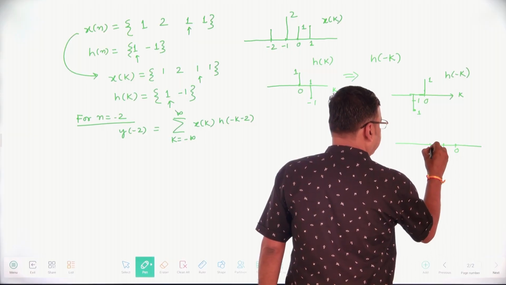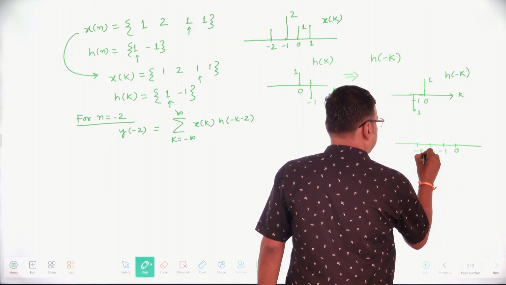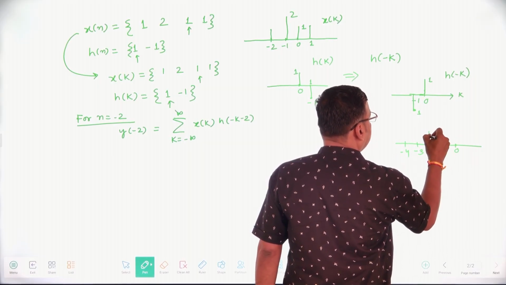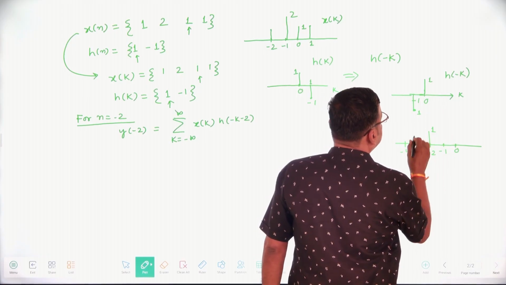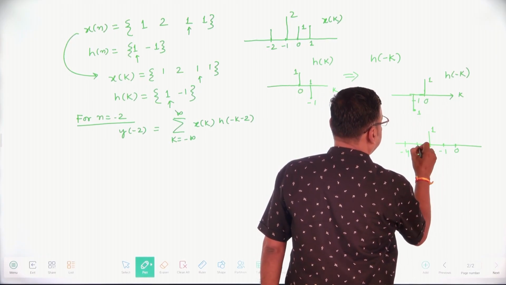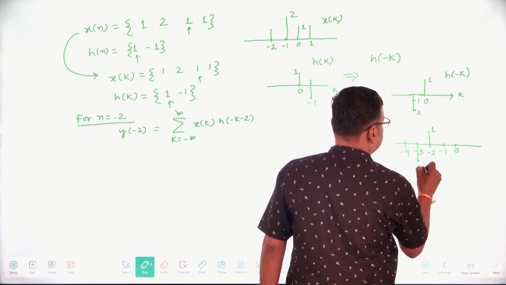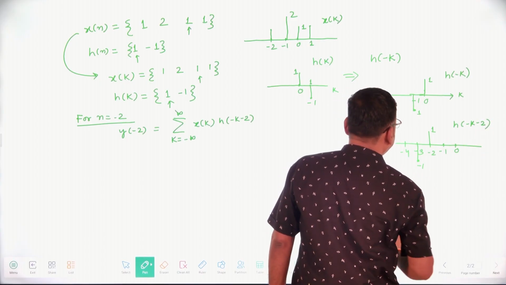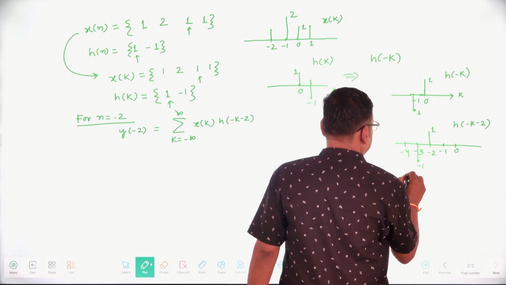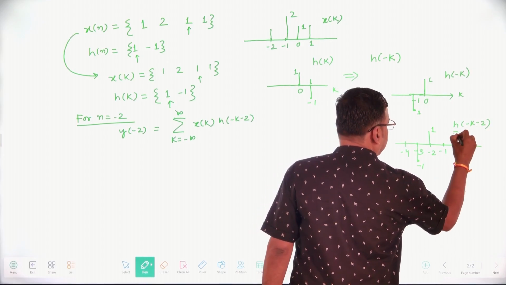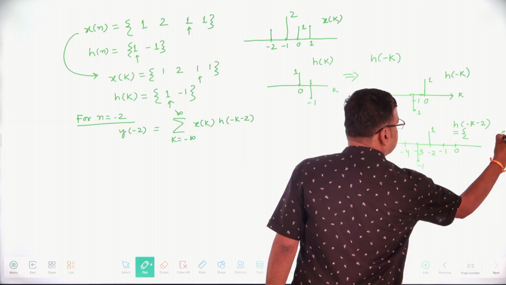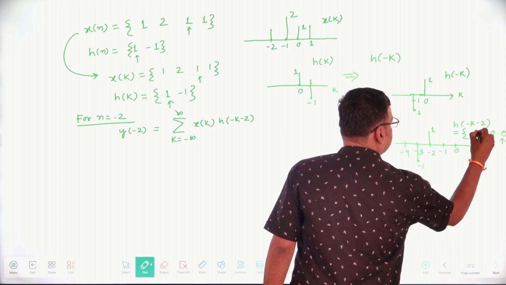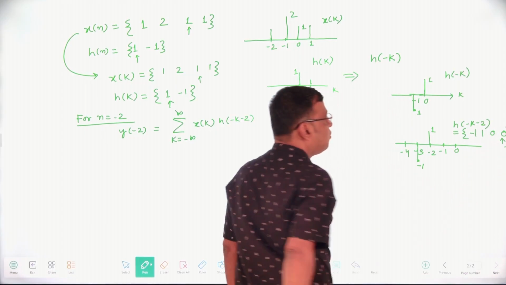You can mark it here also, easy for you. Whatever is at 0 comes to minus 2 here, this is 1, and whatever is at minus 1 goes to minus 3. This is your h of minus k minus 2. In sequence representation, you can write it like this: 0, 0, 1, minus 1.